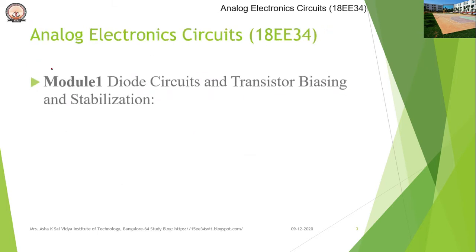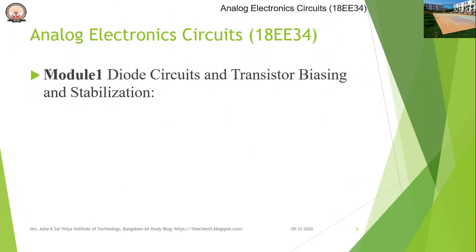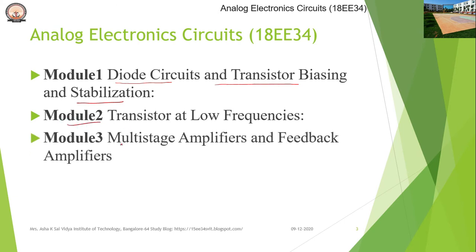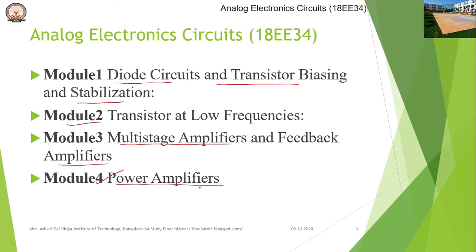The 5 different modules of analog electronic circuits are: the first module is based upon the concept of diode circuits, transistor biasing, and stabilization concept. Module 2 is transistors at low frequencies, and module 3 is based upon multi-stage amplifiers and feedback amplifiers. In module 4 we discuss power amplifier concepts, and module 5 is field effect transistors. Let us discuss each module in detail, what are all the topics that we are going to cover.